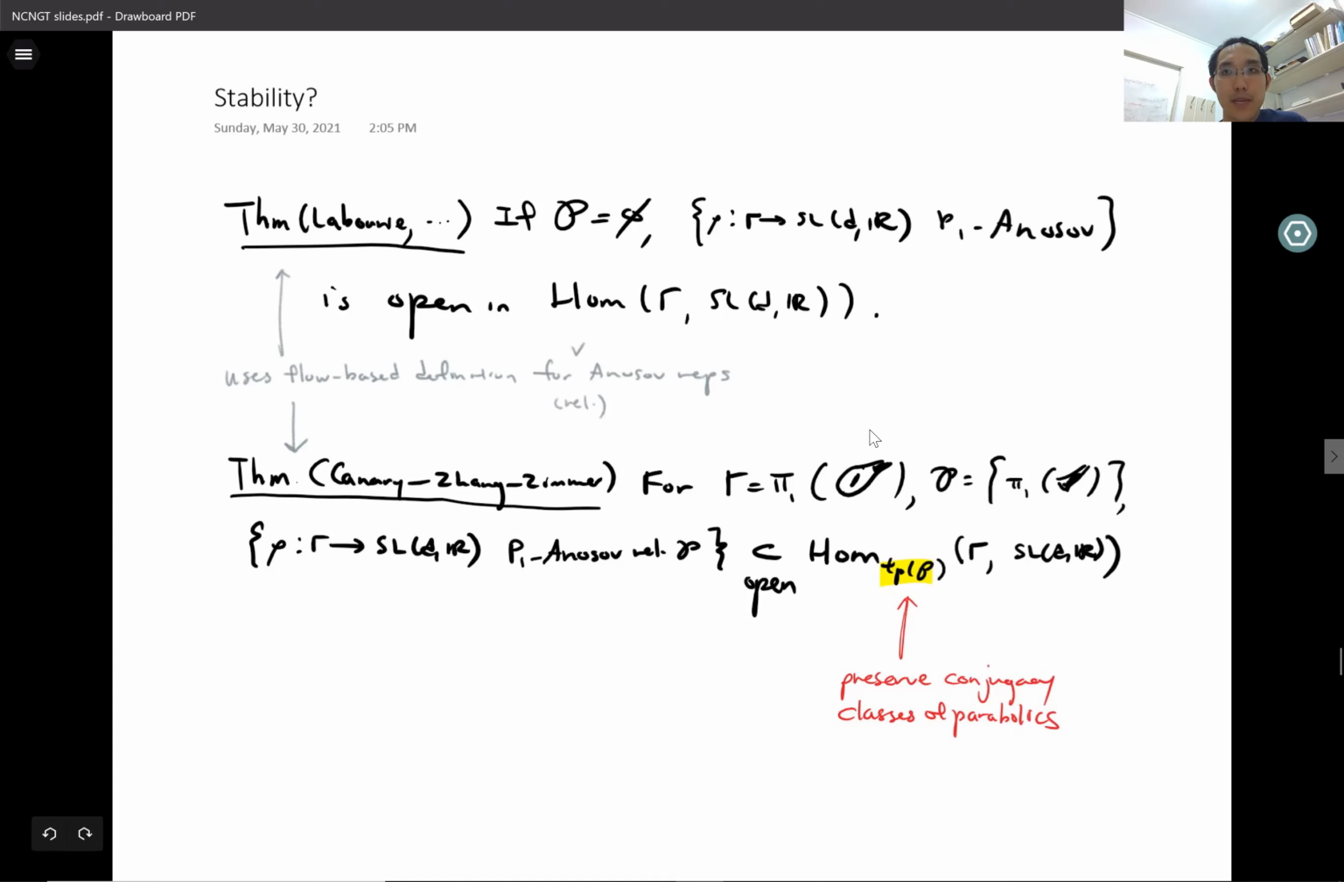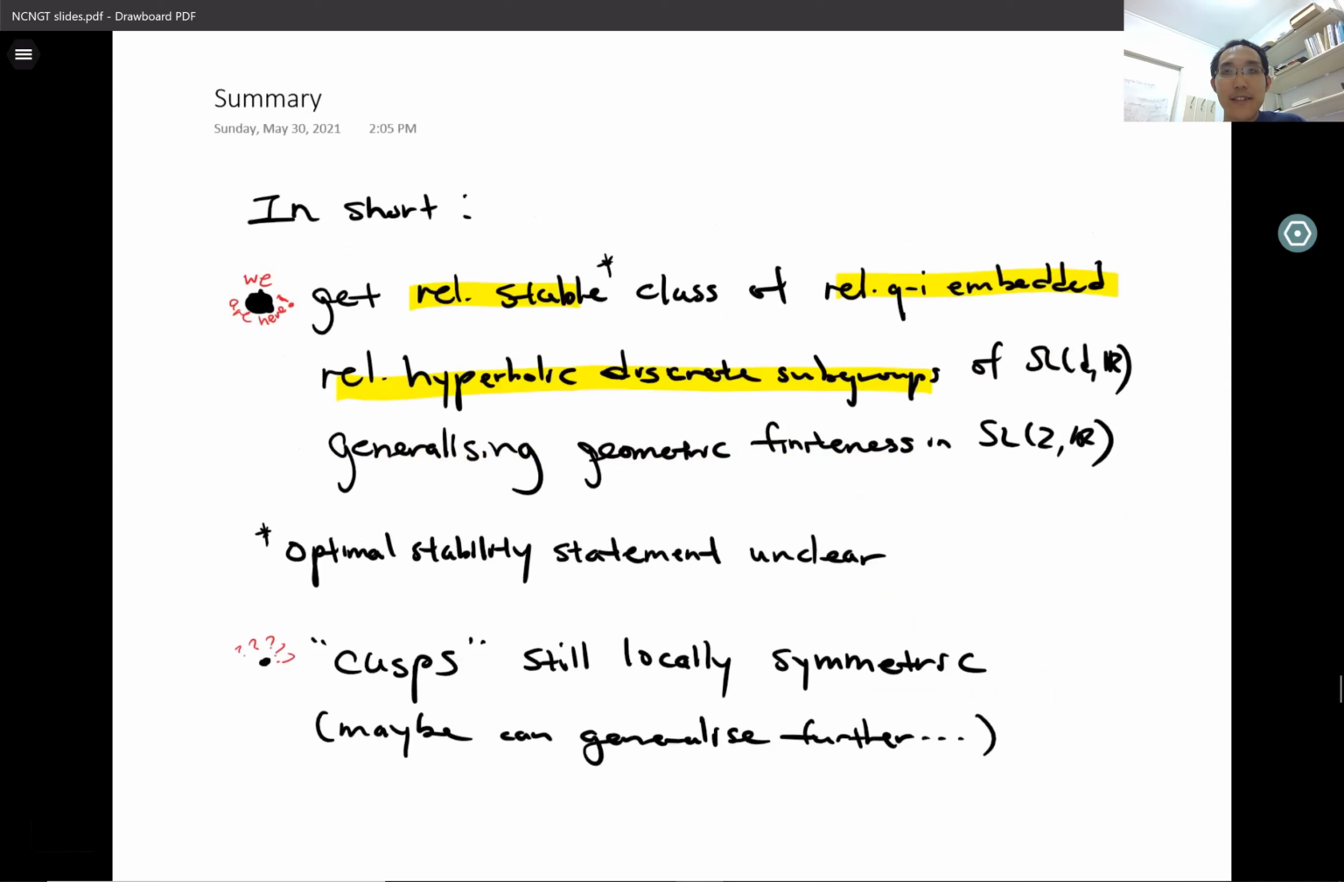So in short, we have a class of relatively hyperbolic discrete subgroups of SLdR, which generalizes the notion of geometric finiteness in SL2R. And the title of the talk says a notion of geometric finiteness because there might be a bigger, better notion to be found. This one that we have is still quite attached to the non-compact ends looking like cusps from negatively curved symmetric spaces because of the combinatorial horoballs that we use.